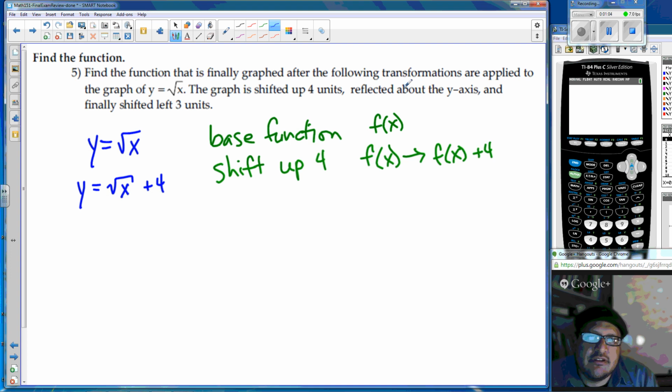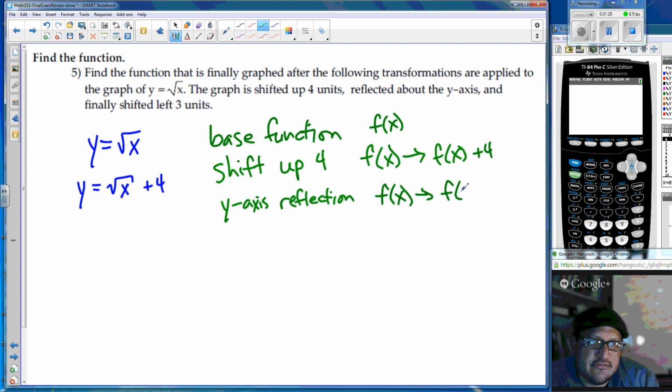Now we want to reflect it about the y-axis. We'll just call this y-axis reflection. Now the y-axis goes up and down, right? So to reflect it means left goes to right and right goes to left. What this means is f of x goes to f of negative x. What was once positive 3 now goes to negative 3. What was negative 4 becomes positive 4.